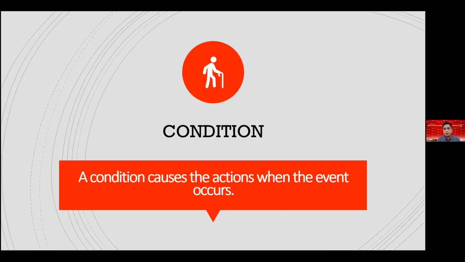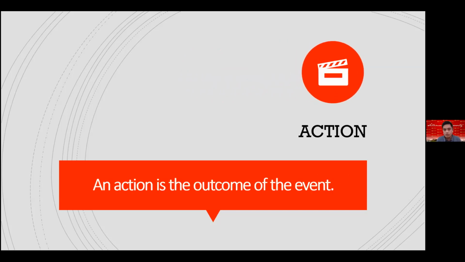Or for example, the event is when a student enters your course, that's the event. The condition is when the student has not accessed your course within a certain number of days, then that can be a condition. So then the action. The action is basically the outcome of the event.